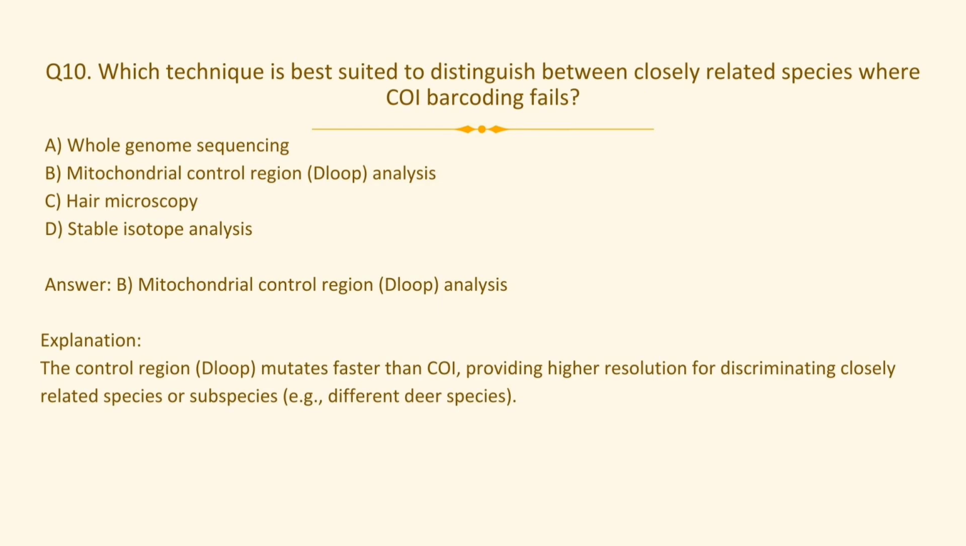10th, which technique is best suited to distinguish between closely related species where COI barcoding fails? Answer, mitochondrial control region analysis. The D-loop region changes faster than COI, so it provides finer genetic differences. Now, this helps separate closely related species or subspecies.